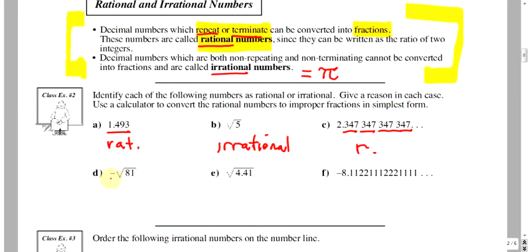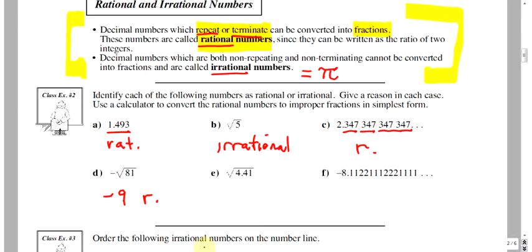What's this as a decimal? Think BEDMAS, do the root before you do the subtraction. What's the square root of 81? 9. It's 9, otherwise known as maybe 9.0. Does it terminate? Therefore, it's rational. Okay?